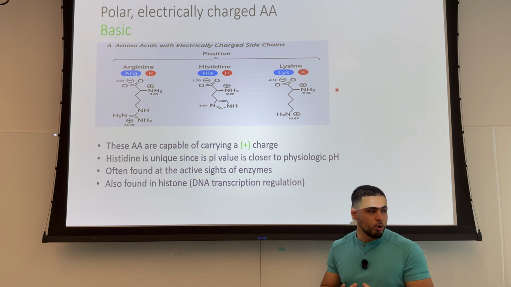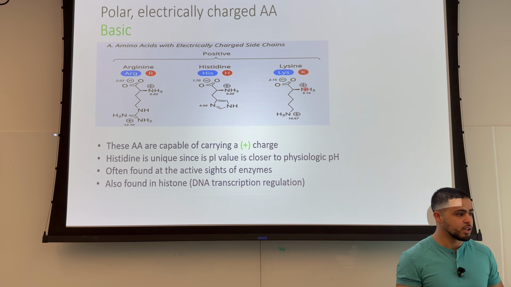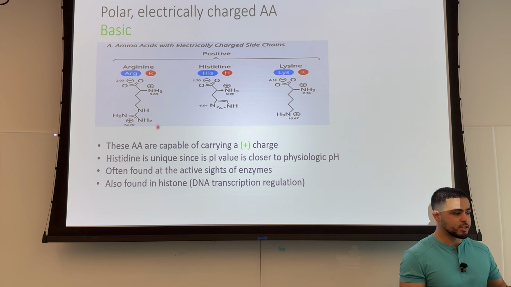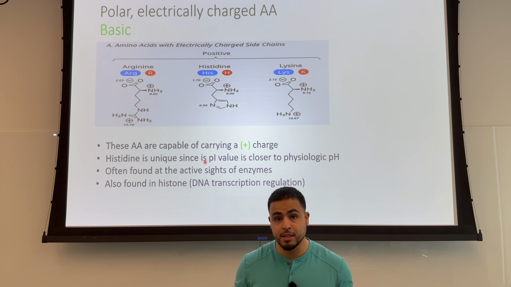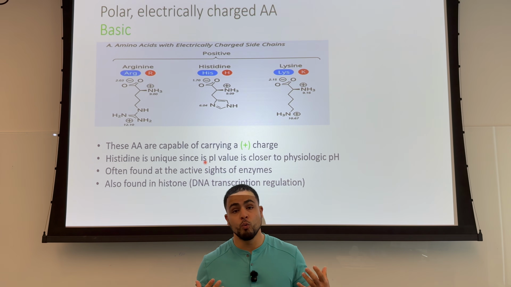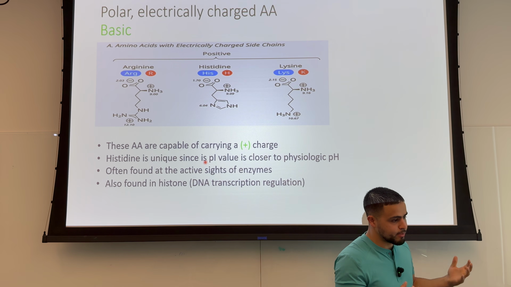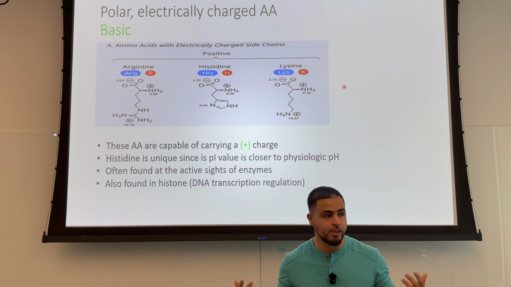All right, now let's talk about the polar charged amino acids. We're specifically going to focus on the basic ones over here on this slide. So you have arginine, histidine, and lysine. Now, these amino acids are capable of carrying a positive charge because the amino groups in their side chains can carry that positive charge. Now, histidine is unique since its pI value is closer to physiologic pH. So realistically, histidine at physiologic pH will not carry a charge. It'll be in the form of a zwitterion or a neutral amino acid, whereas the other two, arginine and lysine, at physiologic pH will carry that positive charge.